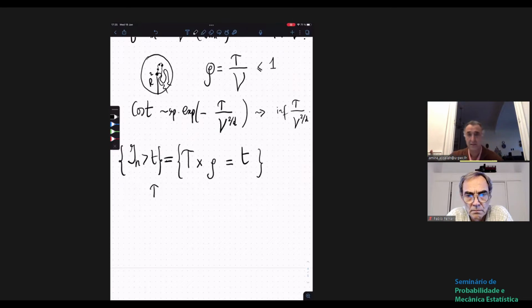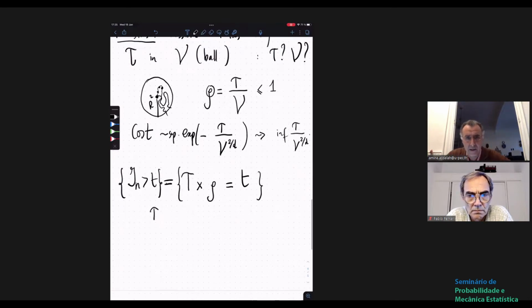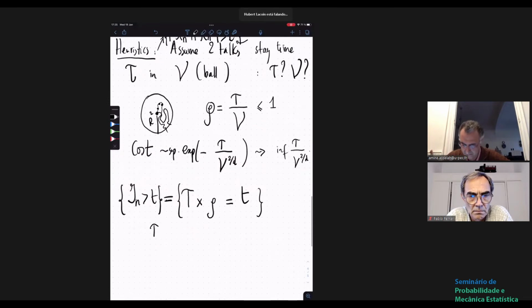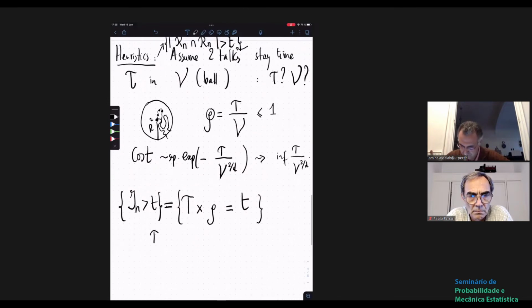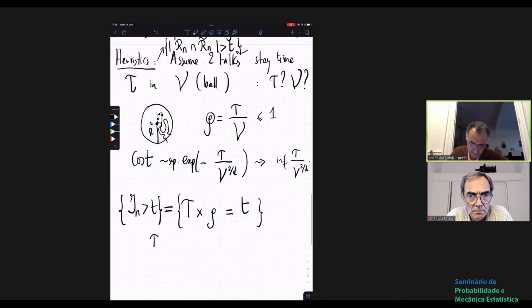Amine? Yes. So shouldn't you have rho square here? One spends the time tau inside, and in each step it has a chance rho to hit the other particle. Time tau times rho. Yeah, that's okay, rho square. Yeah, but okay, t itself. Yes, the volume times rho square.